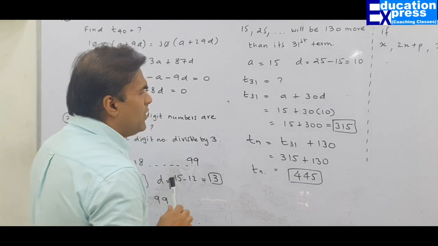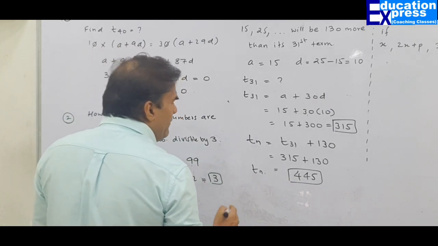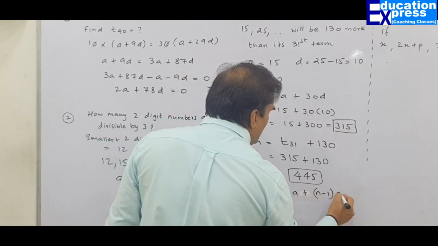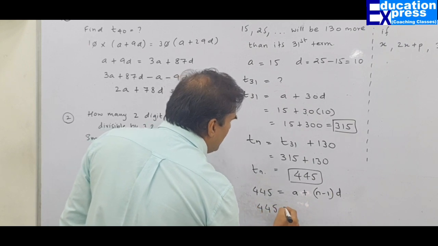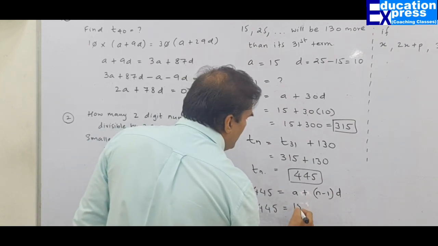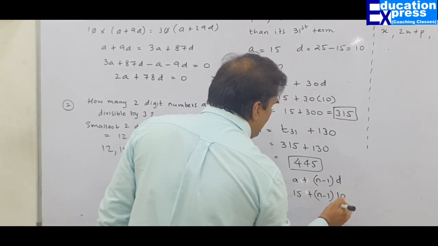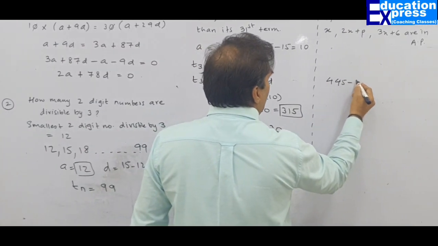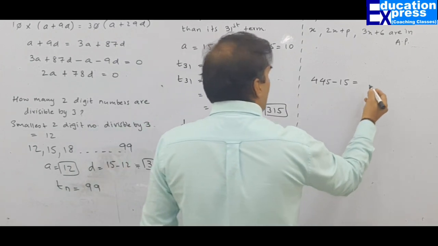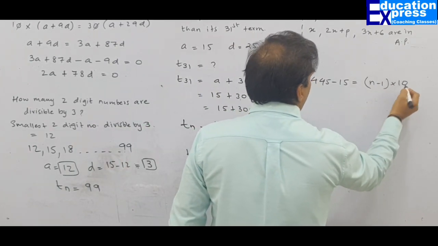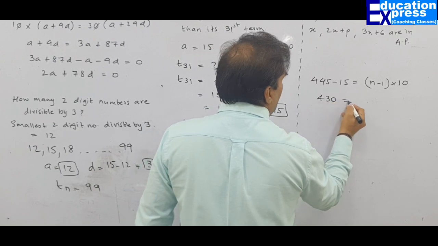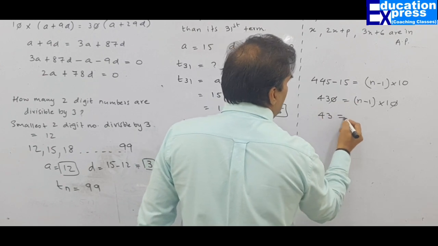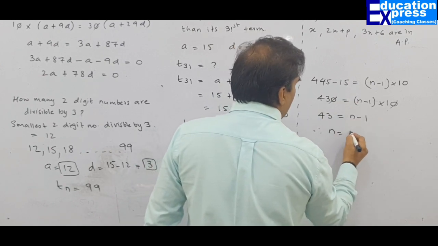But what will be the number of this term? Which position? So for that we have to find n. So can I say 445 equals A plus (n minus 1) into D. 445 equals A is 15 plus (n minus 1) into 10. 15 will come on this side, so 445 minus 15 will be equal to (n minus 1) into 10. This gives 430 equals (n minus 1) into 10. 0 cancels 0. 43 equals n minus 1. Therefore n equals 44.